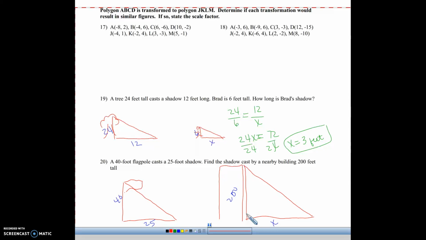So, similar triangles, so we're going to set up a proportion. Corresponding sides, 40 over 200 equals 25 over X. So I'm going to get 40X. That equals 5,000. I'm going to divide by 40 on both sides. And so the building shadow is 125 feet long.